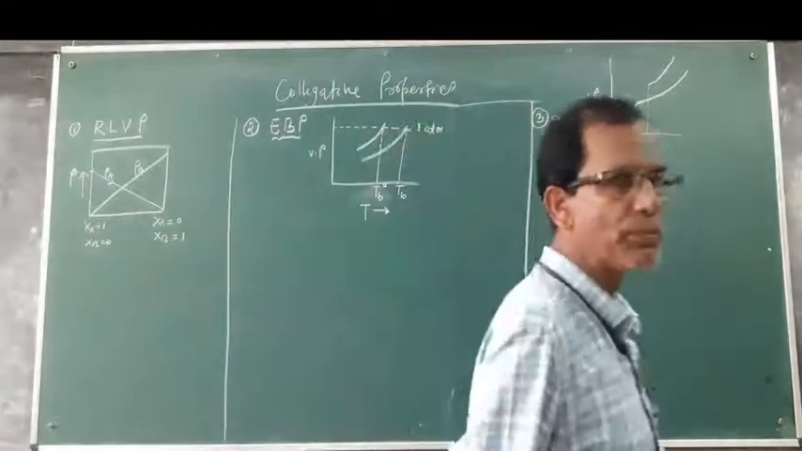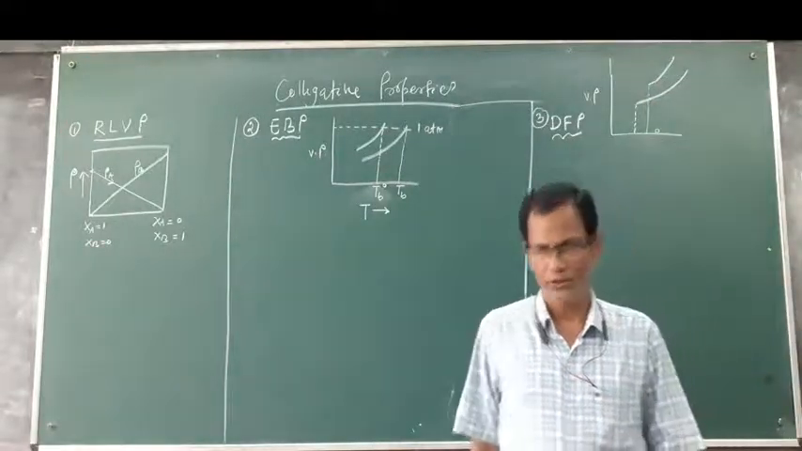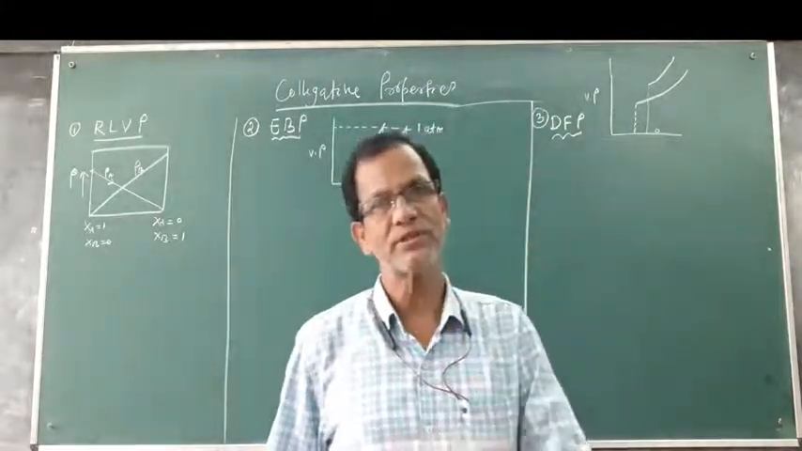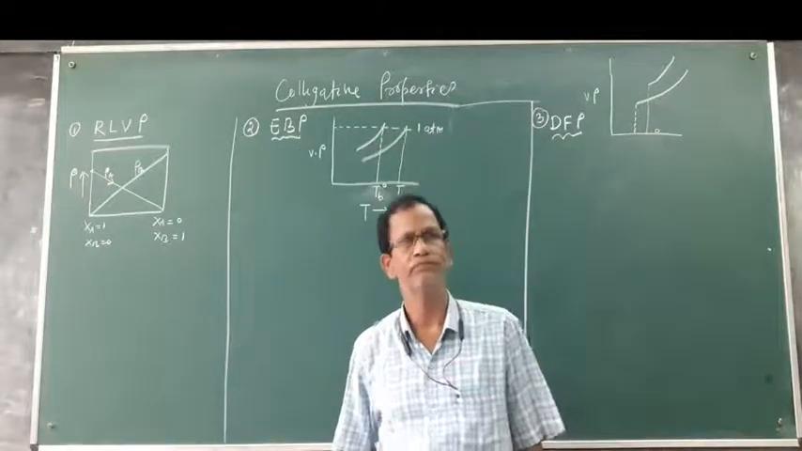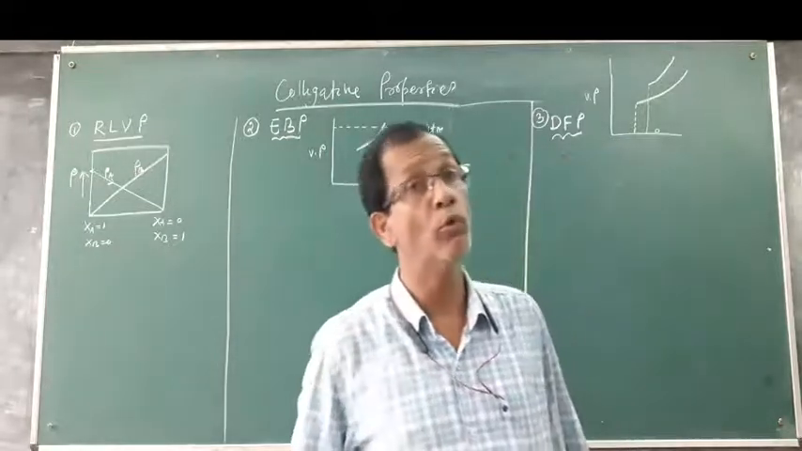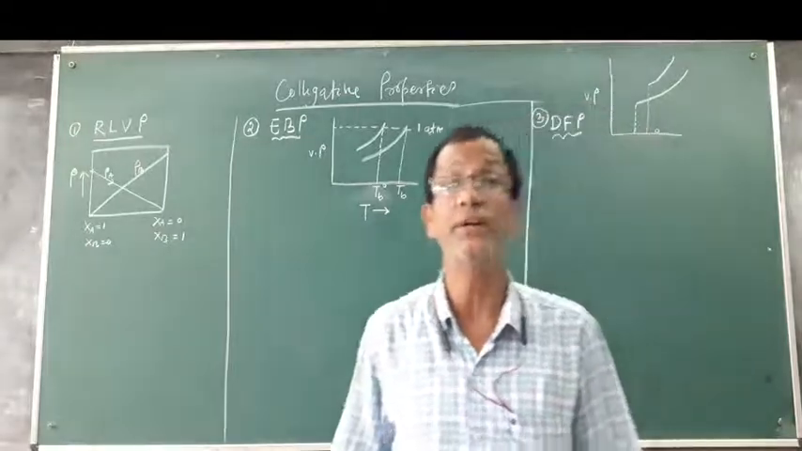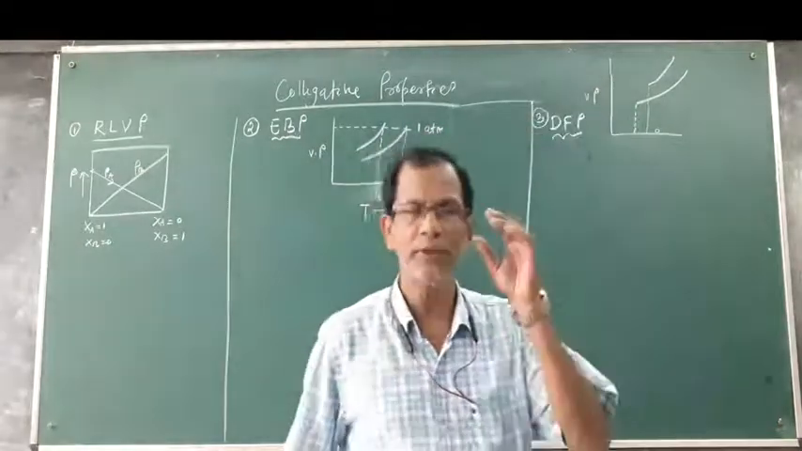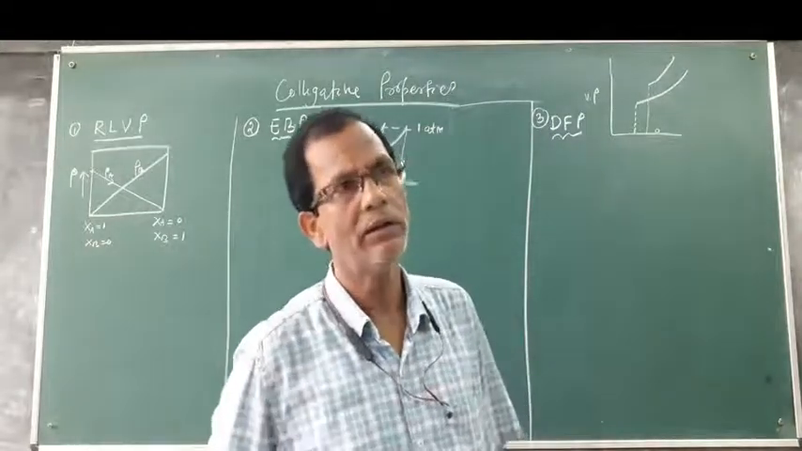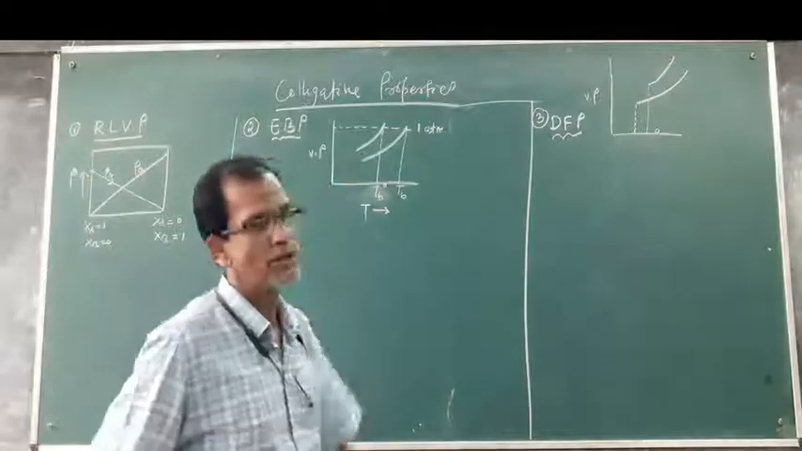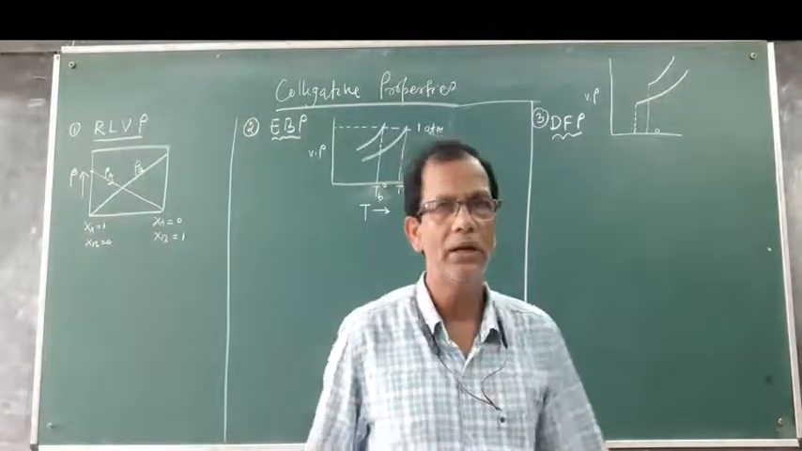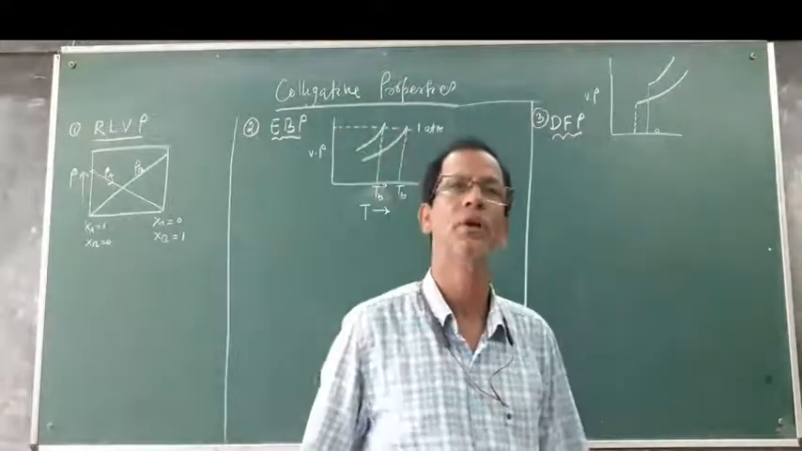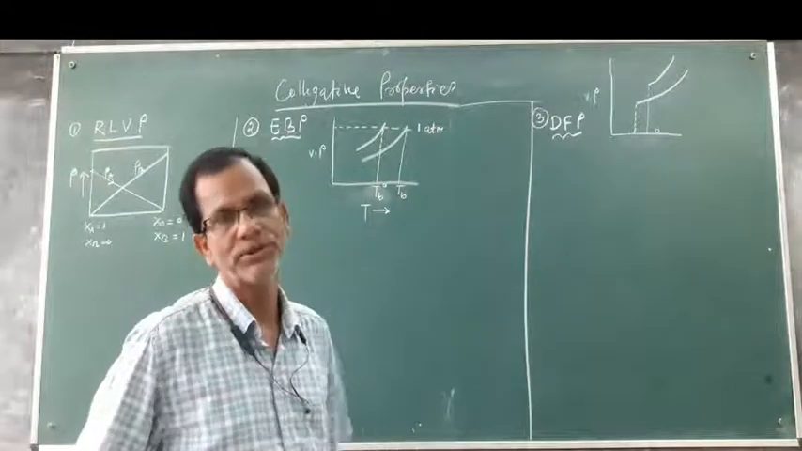So, what is a colligative property? A colligative property is a property which depends upon the amount of substance present in the solution, that is, the number of particles, the number of moles of solute present in the solution. It does not depend upon the nature of the solute. It only depends upon the amount of solute present in the given solution. So that is called a colligative property. What are the colligative properties?